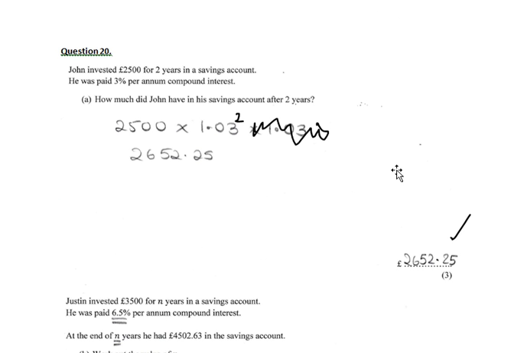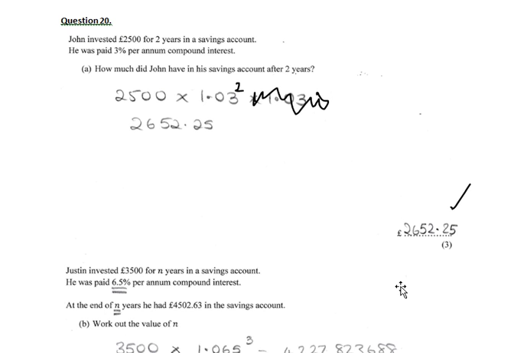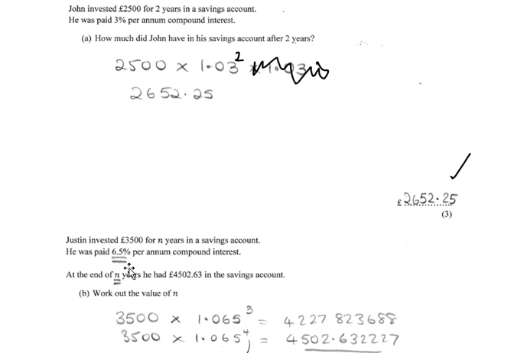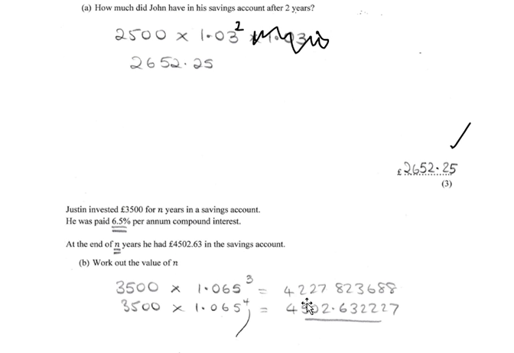Right, question 20. Compound interest. We've got £2,500, interest rate of 3%, so our multiplier is 1.03 for 2 years, so it's to the power of 2. That's the answer. On the second one, interest rate is 6.5%, so our multiplier is 1.065. We need to work out how many years it's for, so it's a bit of trial and error until we get that much money. After 3 years that wasn't enough. After 4 years it was. So the answer is 4 years.